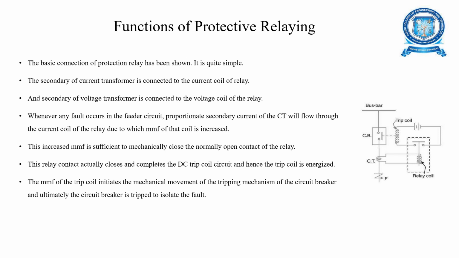Whenever any fault occurs in the feeder circuit, proportionate secondary current of the CT will flow through the current coil of the relay, due to which the MMF of that coil is increased. And the relay contact closes and completes the DC trip coil circuit, and hence the trip coil is energized.